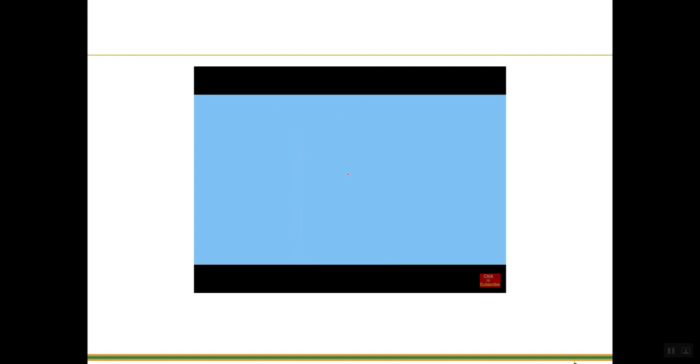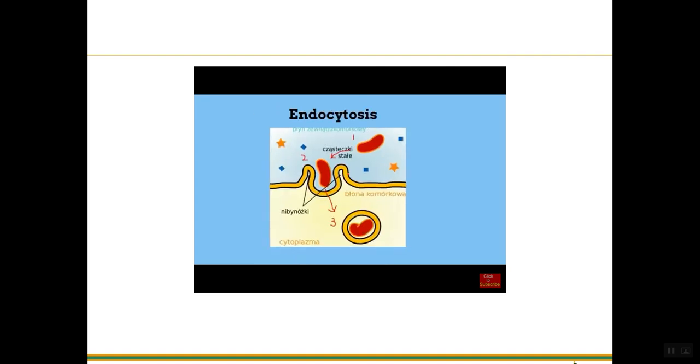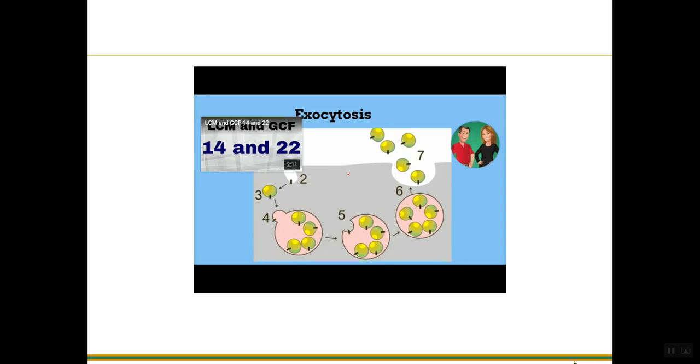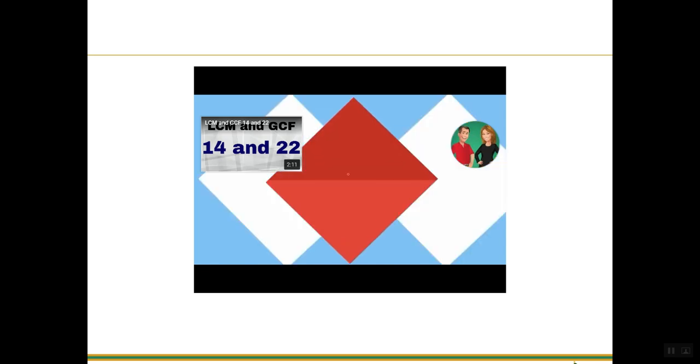A second method is called endocytosis, in which the cell engulfs the object and brings it into the cell. Check out this picture. And finally, exocytosis is the opposite. The cell expels objects out of the cell.